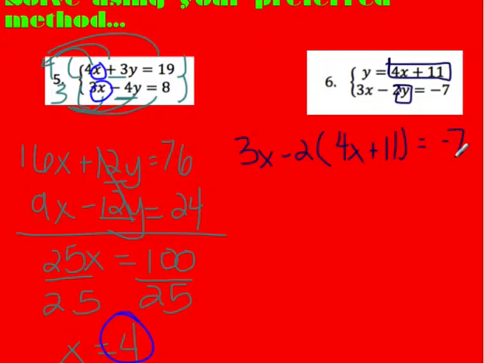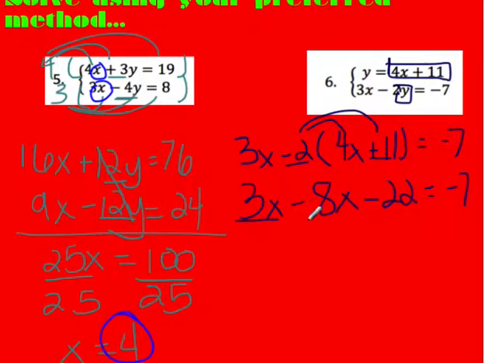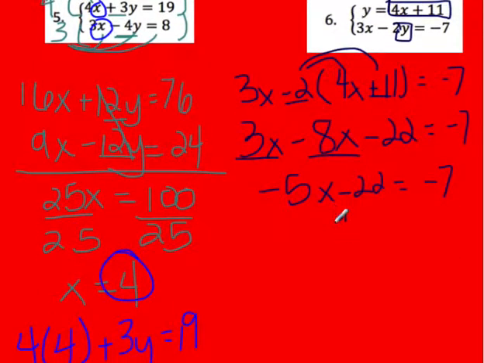So now I need to distribute. So I'm going to do 3x minus, negative 2 times 4x is negative 8x. Negative 2 times 11 is a negative 22. And that's equal to a negative 7. So 3x minus 8x is a negative 5x, minus 22 is equal to a negative 7. So now to get that 22 over to the other side, I need to add 22.